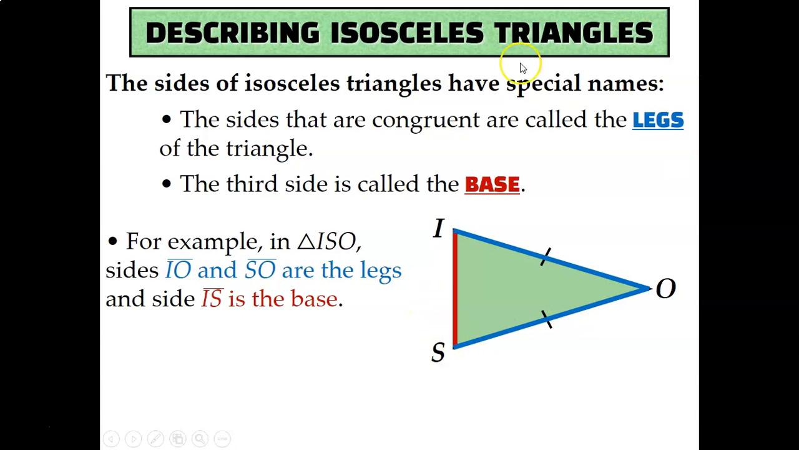A common misconception is that the base is the side that the triangle sits on. And as you can see here, that's not necessarily the case. Because triangles can be rotated and reflected and all that fun stuff that we saw in our transformations chapter, the base isn't always going to be the side that it sits on. Instead, the base is the side that's not congruent to the other two.